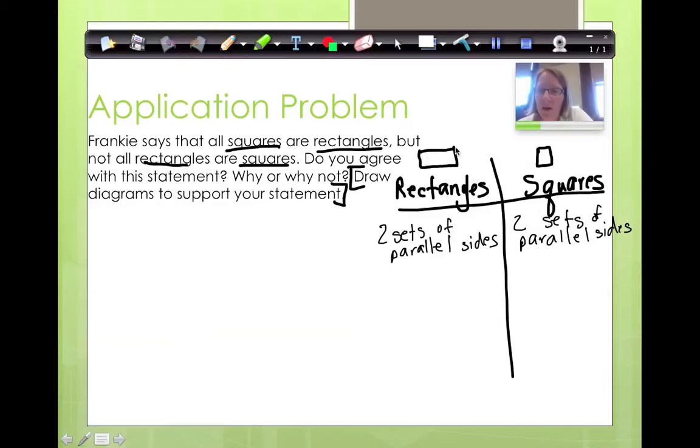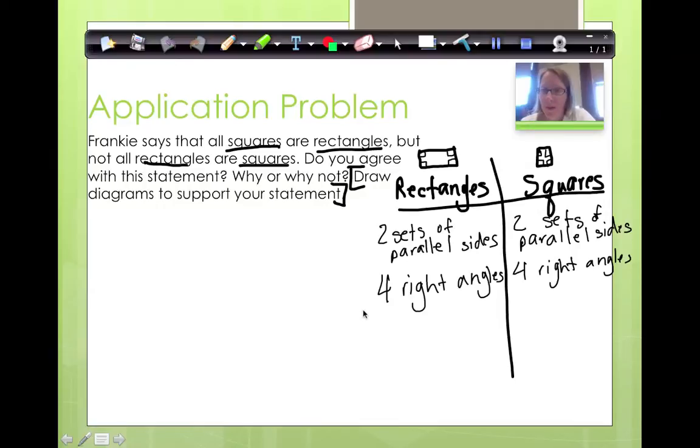This one has 1, 2, 3, 4 right angles. Remember what a right angle is? We can take the corner of a piece of paper and put it in the corner and it fits perfectly. So often we see it like this. So this one has 4 right angles. What about squares? Do they have that too? Yep, they'll have 1, 2, 3, 4 right angles. Okay, so far they're exactly the same.